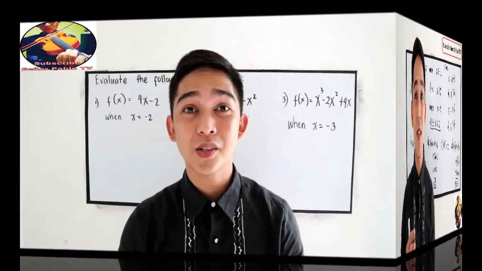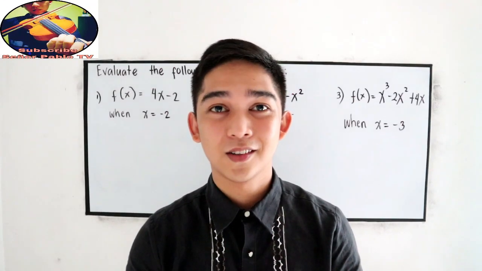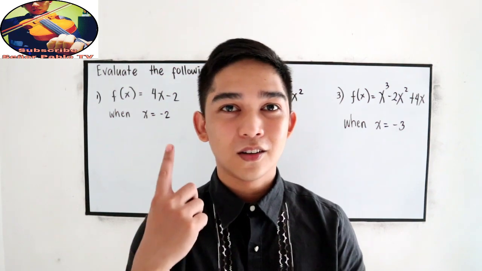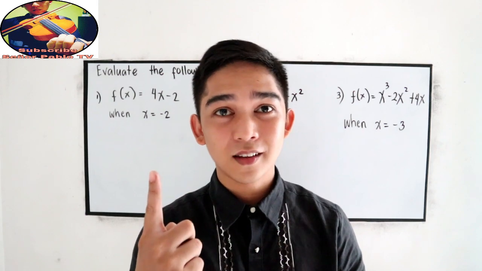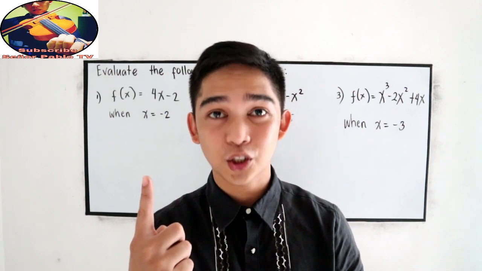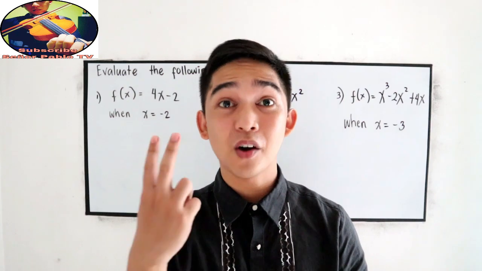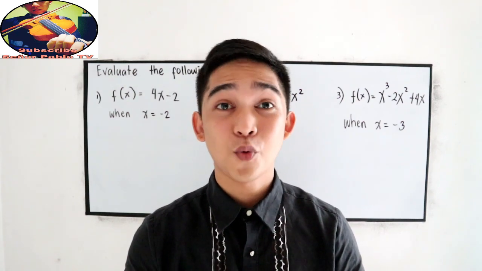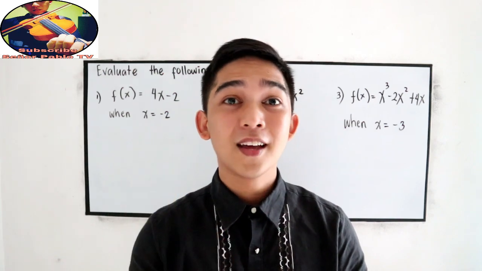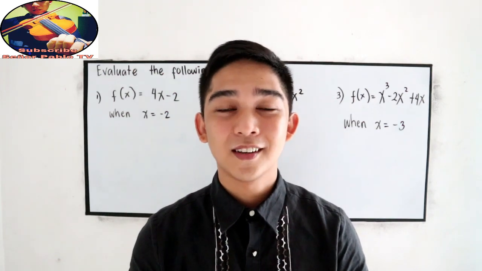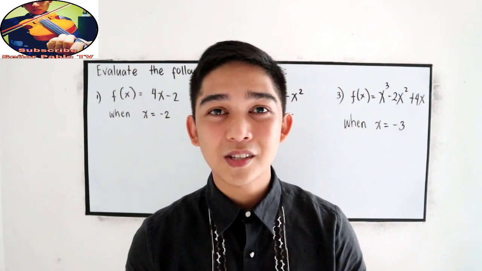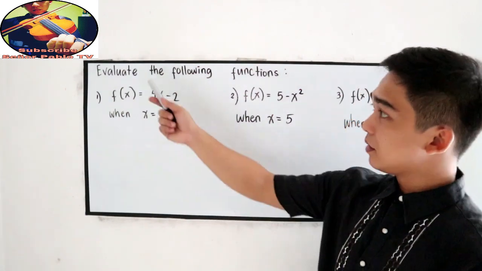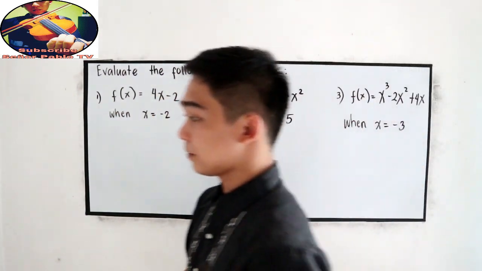Next, let's find functions according to the number of degree or the number of exponent. If we have a degree of 1, that is a linear function. If we have a degree of 2, that is a quadratic function. And if we have a degree of 3, that is a cubic function. In this video, we're going to discuss on how to evaluate functions. Number 1, evaluate the following functions.